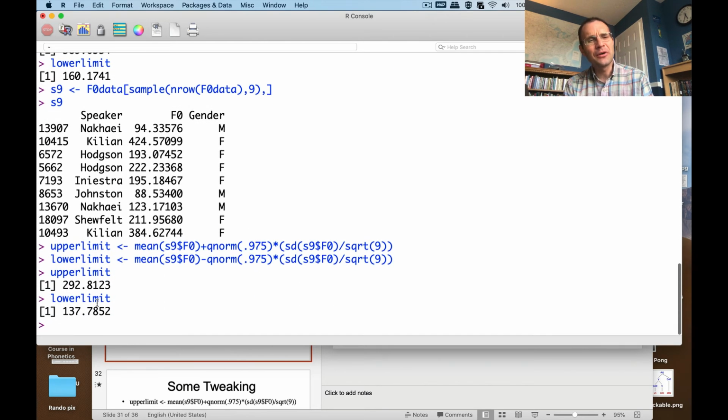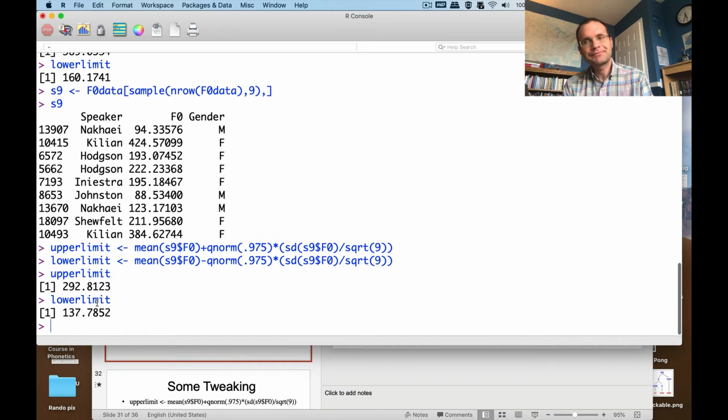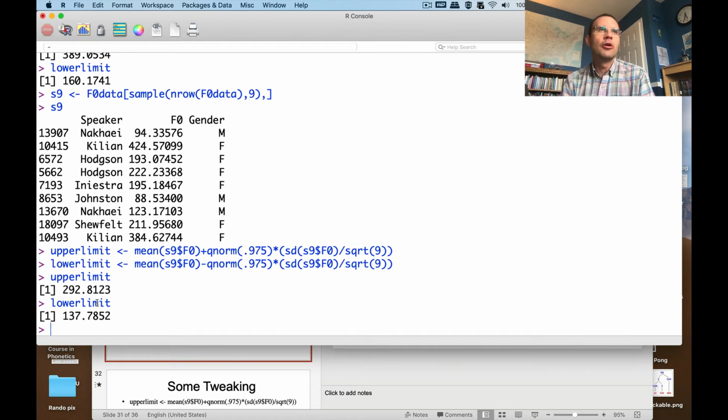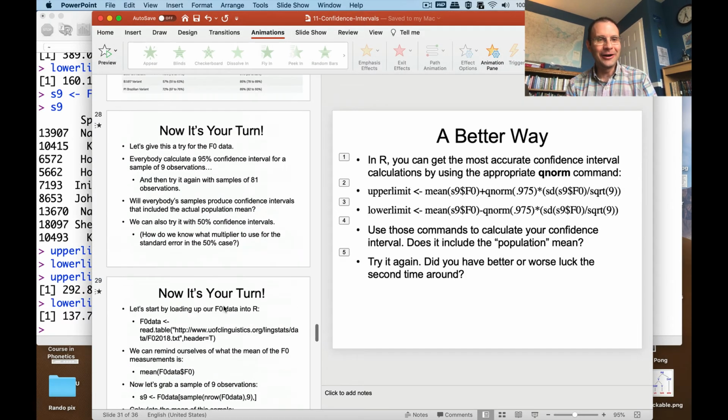Yeah, and this is also something we're thinking about in terms of F0. You're presenting your data at a conference or whatever, and you're saying, well, I took a sample of like 9 F0 measurements from my group of speakers, and I found out from that the F0 is probably between 137 hertz and 292 hertz. And some knowing phoneticians out there might look at that and say, that's not really that accurate, because there's a big wide range between the lower end of that limit and the upper end of that interval.